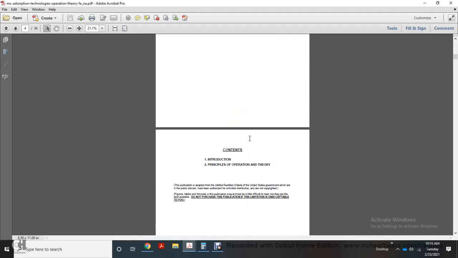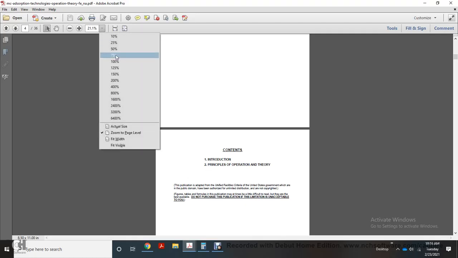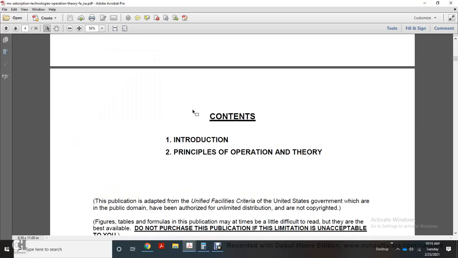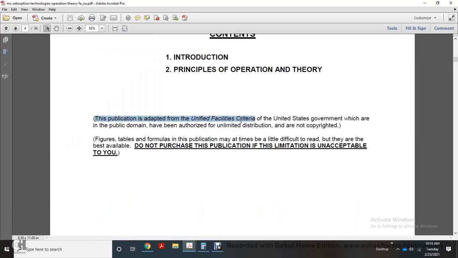Contents. Introduction. Principles of Operation Theory. This publication is adapted from publications of the United States government, which are public domain, authorized for unlimited distribution, and are not copyrighted.